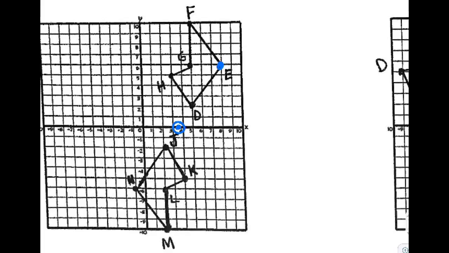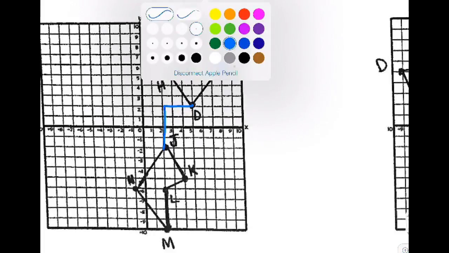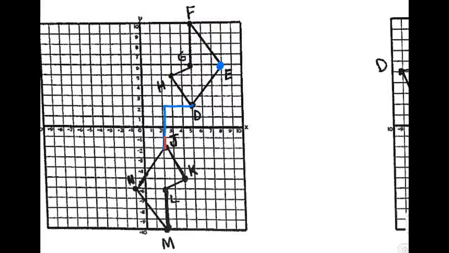And another way to find that on the grid would be, how do you get from J to D? You go up 4 and over 3. Well, halfway between that trip of 4 and 3 would be the center of rotation. So instead of up 4 over 3, go up 2 and over 1.5. And that is your center of rotation right there.